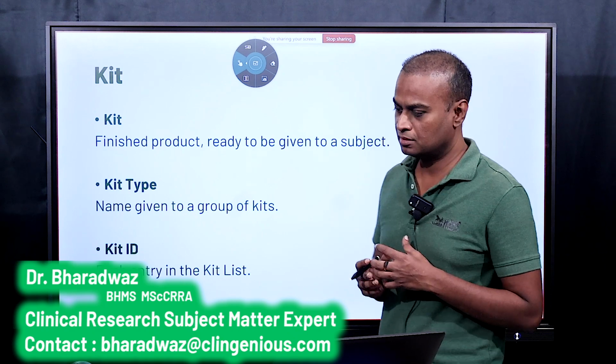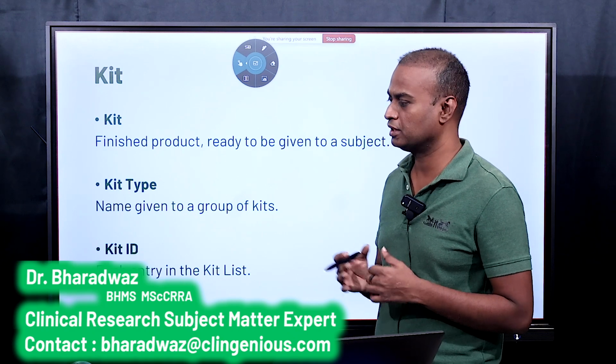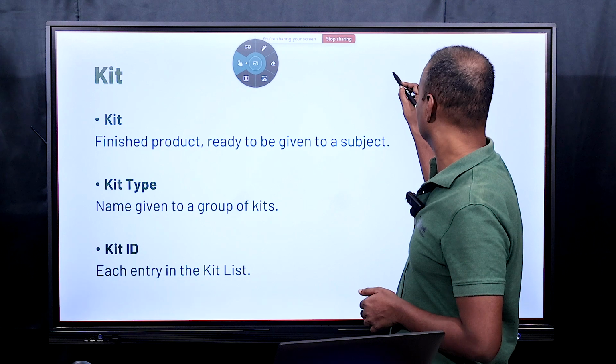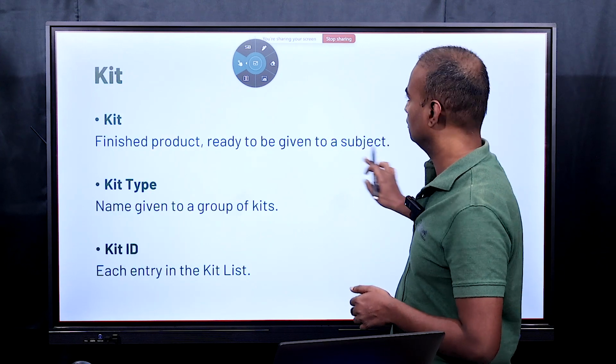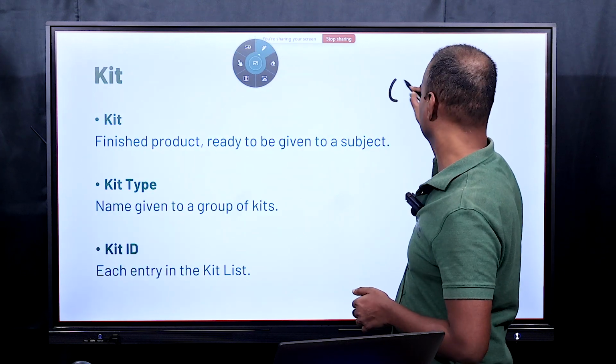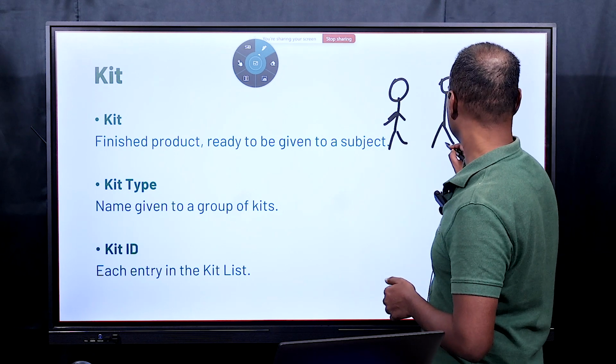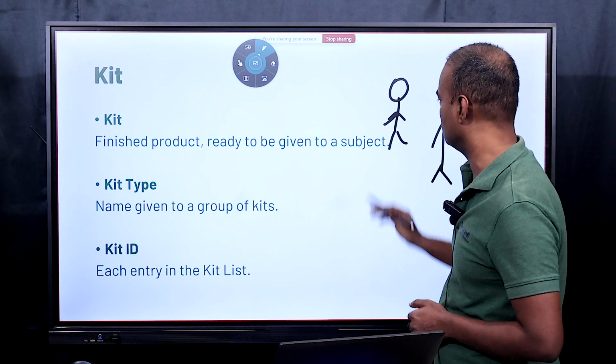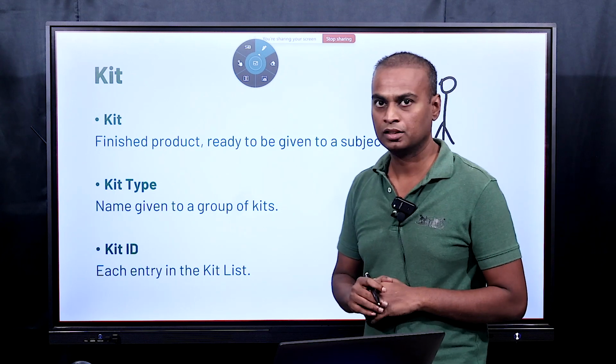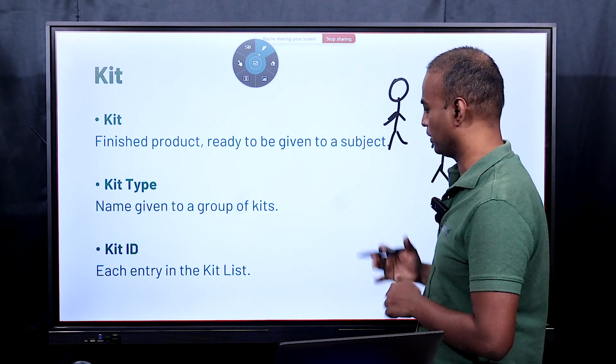So anything that is ready to be given to a patient in a clinical trial. For example, there is a patient. This is a patient, and he came to the site where research is happening.